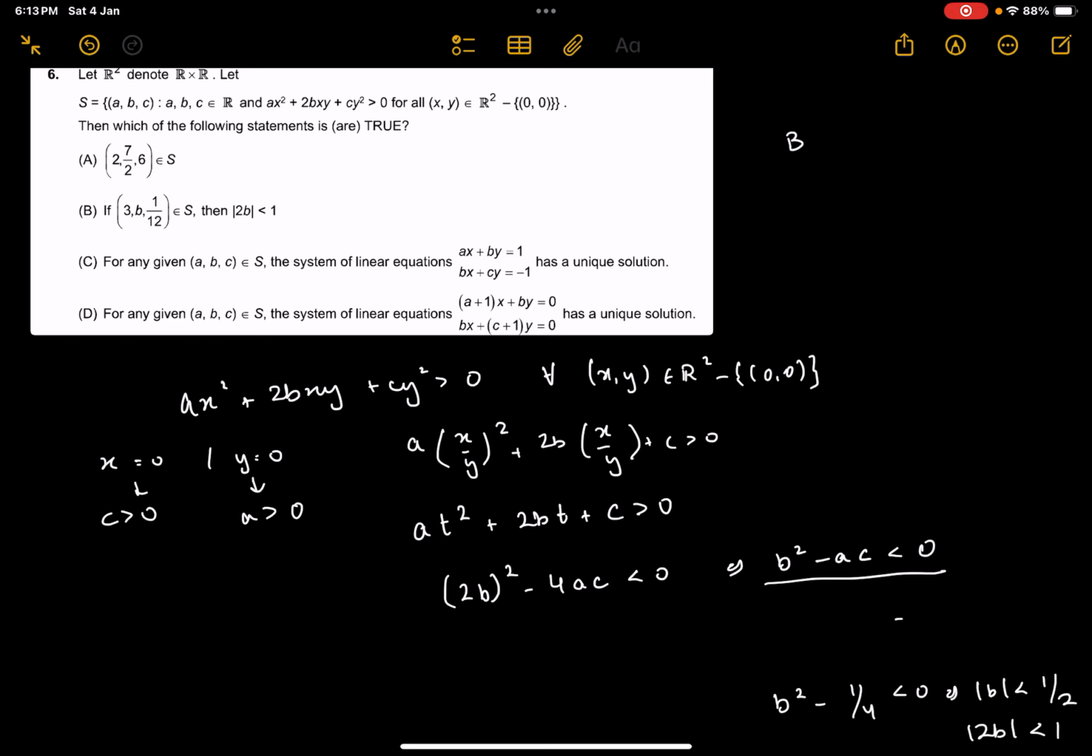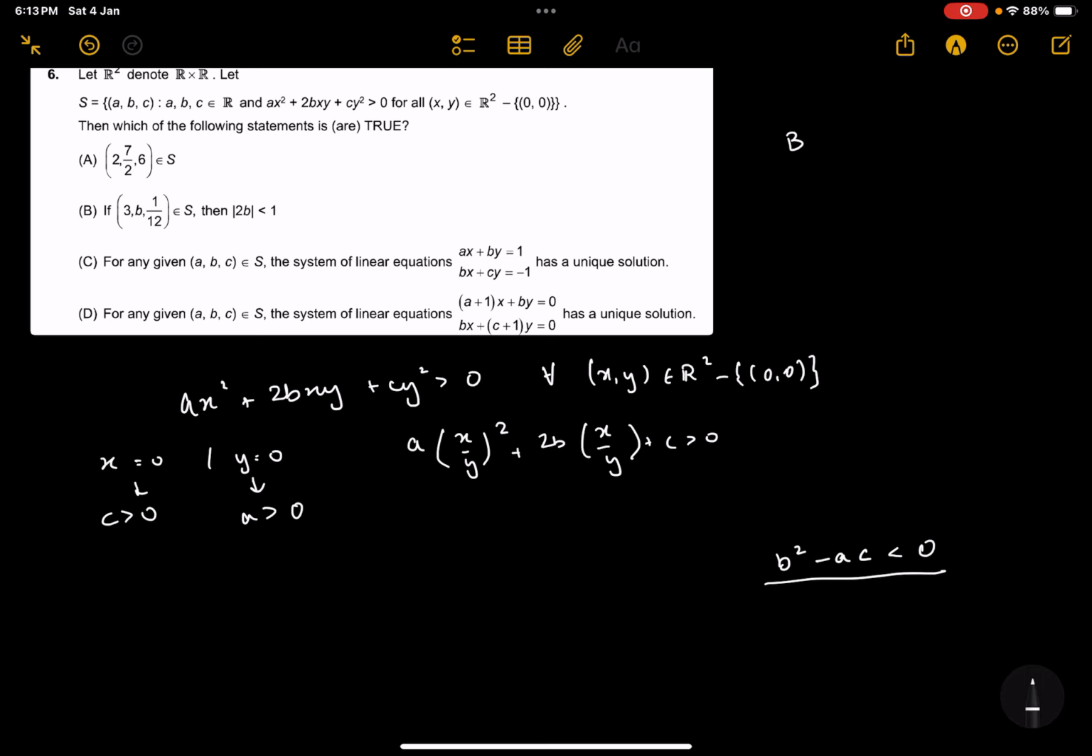For option c, for a system of linear equations to have a unique solution, remember c and a are both greater than 0. We can write a by b should not be equal to b by c. In that case, this has a unique solution, which means ac should not be equal to b², which indeed is the case because b² is strictly less than ac. So option c is correct.